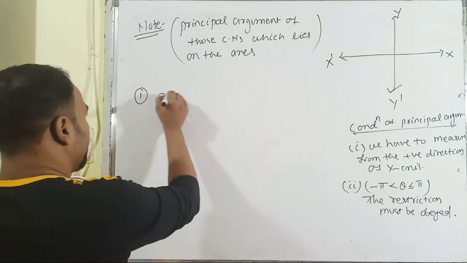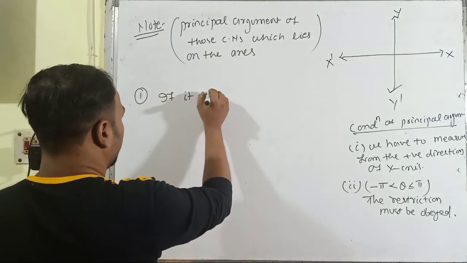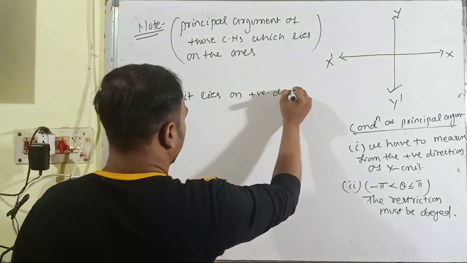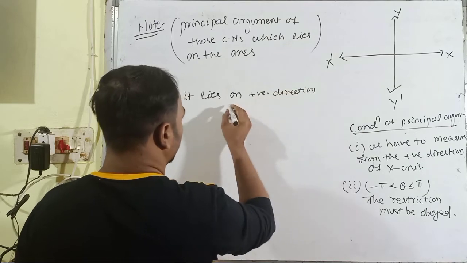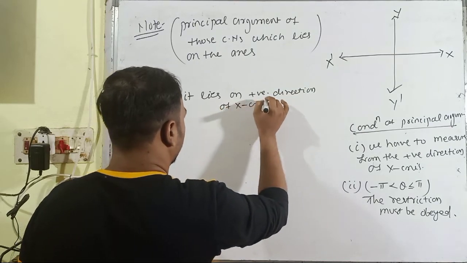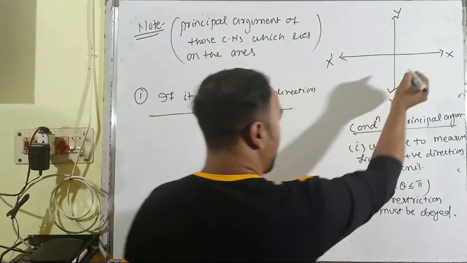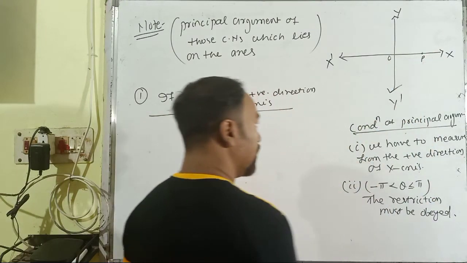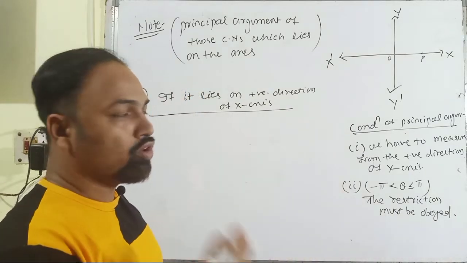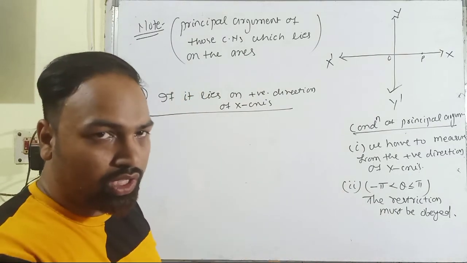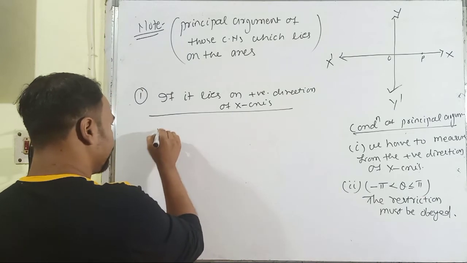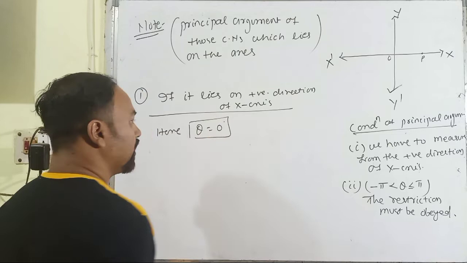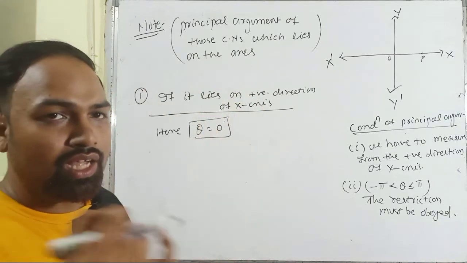So if it lies on the positive direction of x-axis, suppose the point lies here, that means this is OP. So it has no measure or no angle of rotation. So here principal argument is equal to 0. Here theta is equal to 0 degree, because there does not exist any angle of rotation.